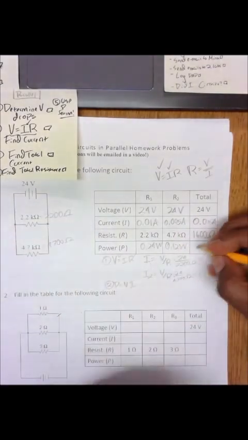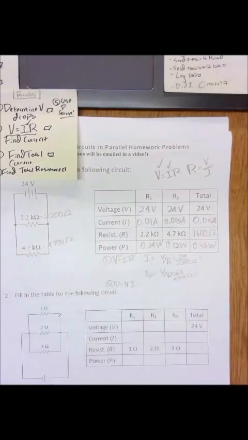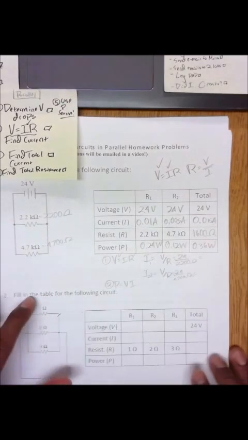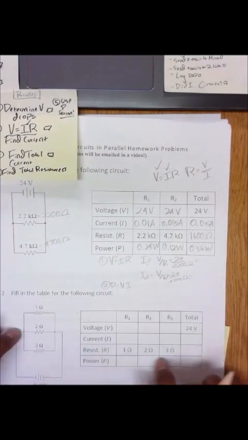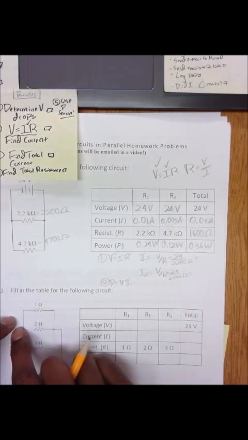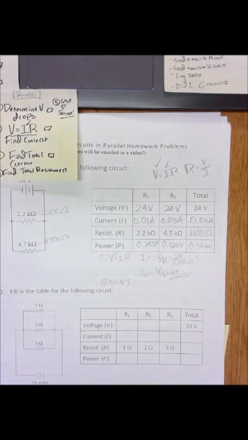Watts, and then the total is just the sum of the two wattages there. Now, fill in the table for the following circuit. Going to do the same thing, but we notice here that the current goes through into this junction and splits into three separate branches. So this one's a little bit funky.